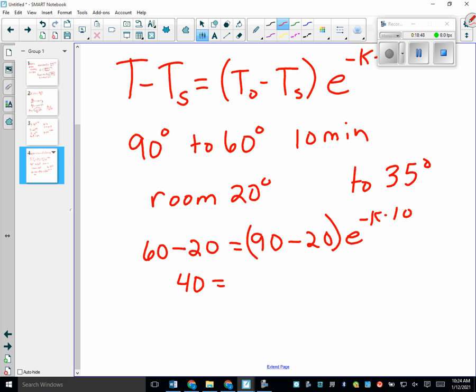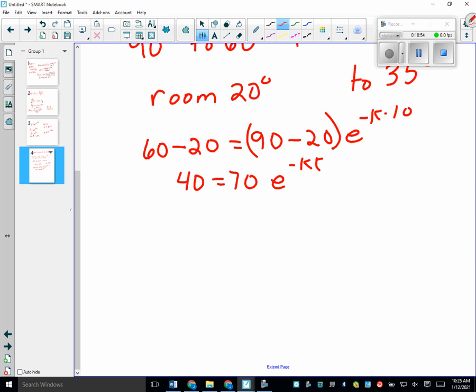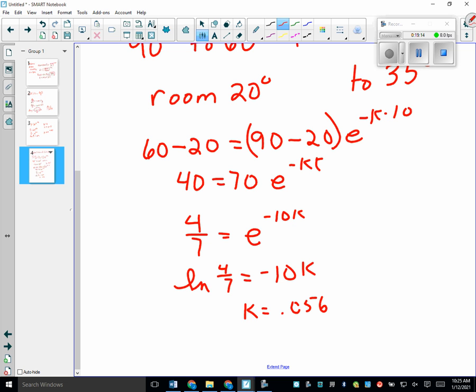So 40 equals 70 e to the negative kt. So 4/7 equals negative 10k, right? ln of 4/7 equals negative 10k. What is k? 0.056. Here is kind of deceptive because in the formula I put negative k, but do you understand that k is really negative because it's making it go down? Yes.